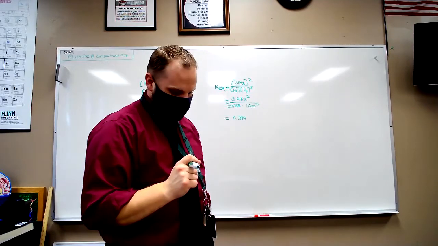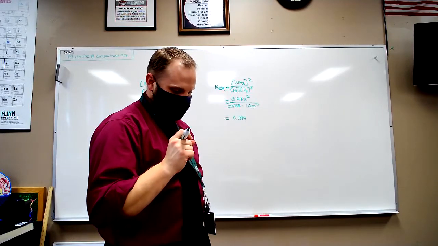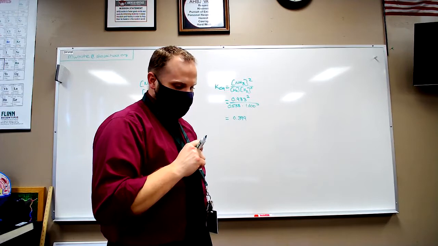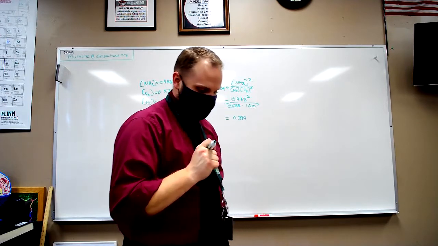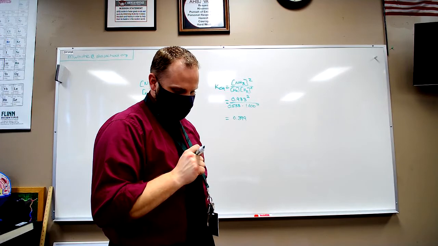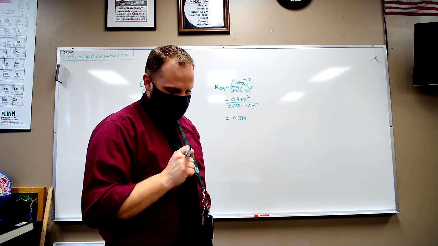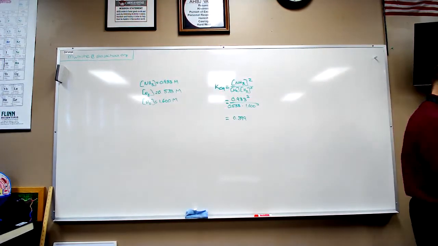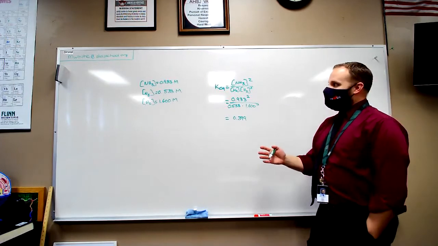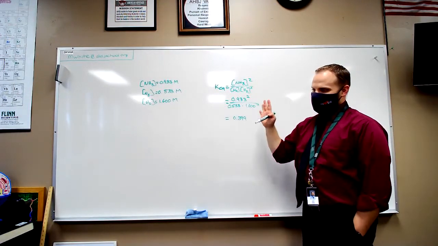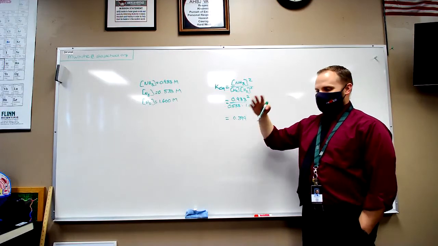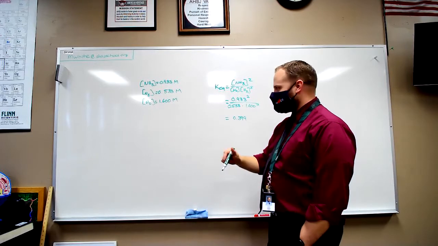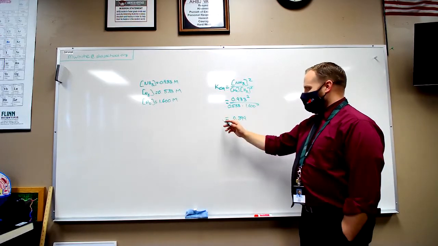Now, these equilibrium expressions don't really have units. It's just a numerical representation of where that equilibrium lies. Do we have more products or do we have more reactants? So that would be our K value.